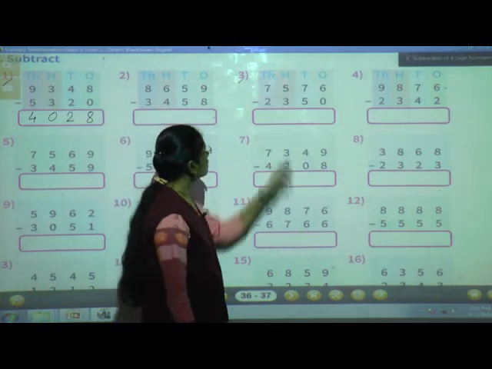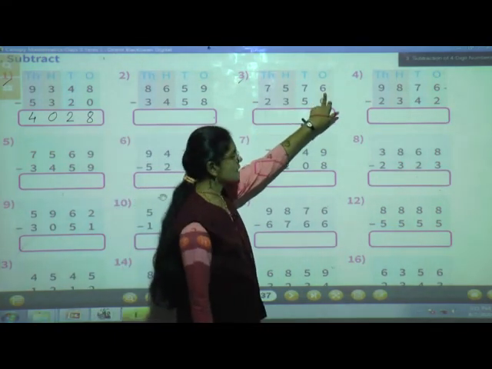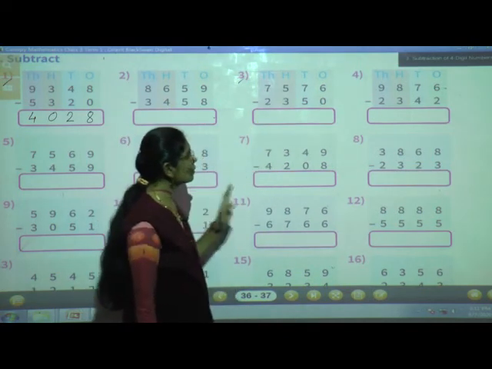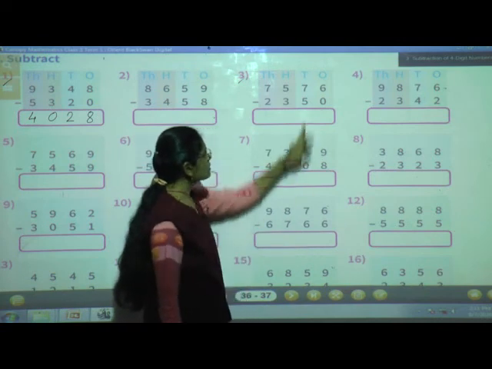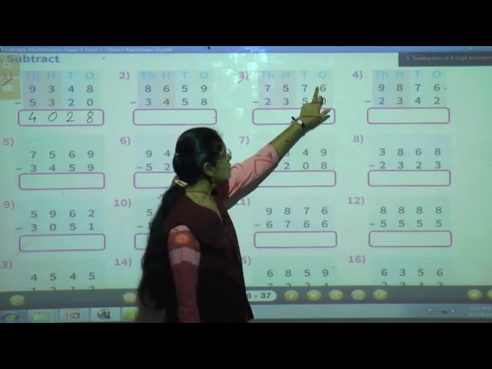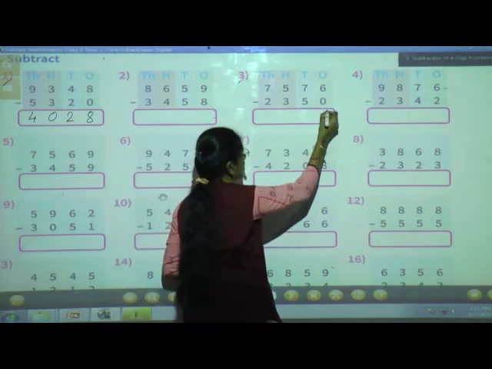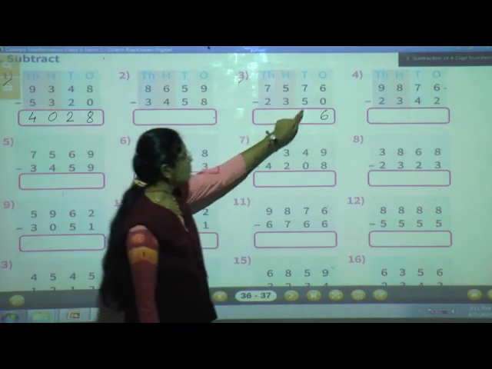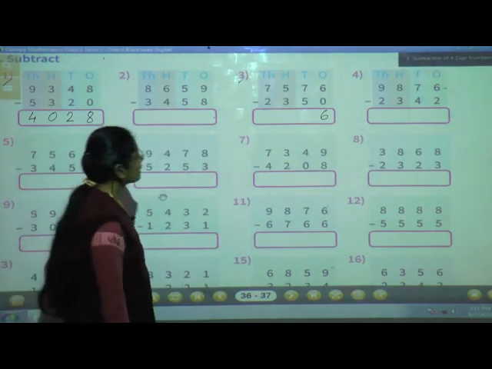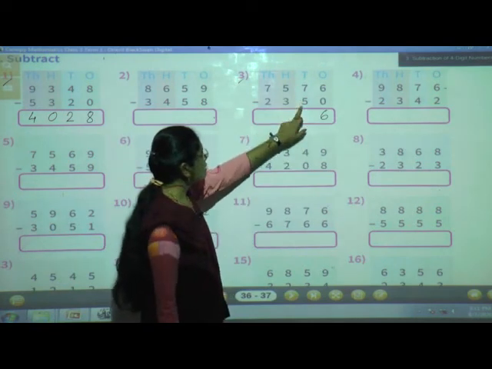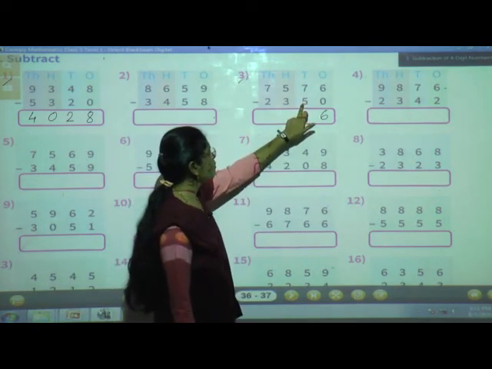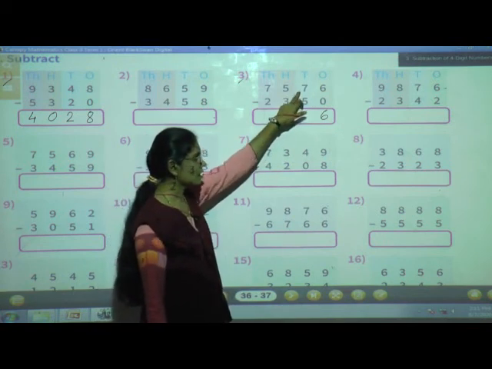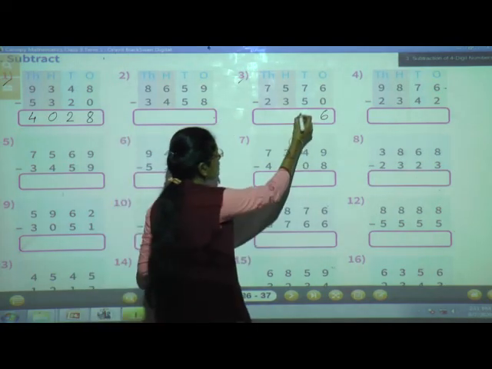Now see the third one. In third example, the first number is 7,576, which is a 4-digit number, and the another number is 2,350. This is also a 4-digit number. See the ones place column. Here 6 is there and here 0 is there. So 6 minus 0, 6. Now see the tens place column. At tens place, here 7 is there and here 5 is there. So 7 tens minus 5 tens. After 5 you have to count your fingers till 7. 6, 7. So 7 minus 5, 2.